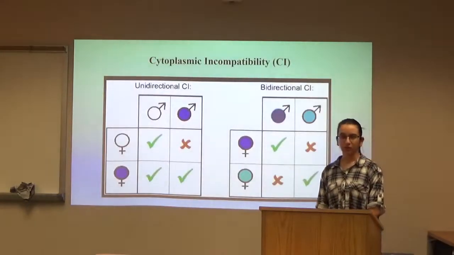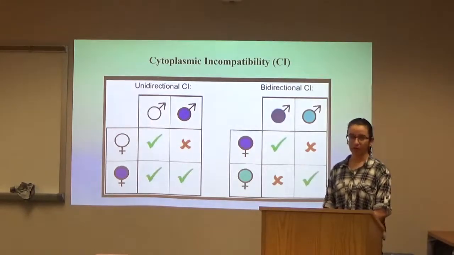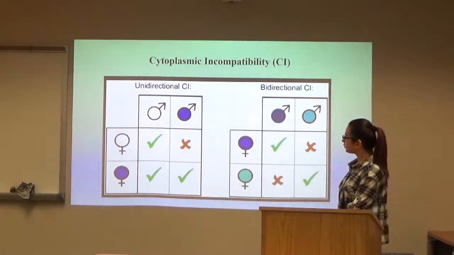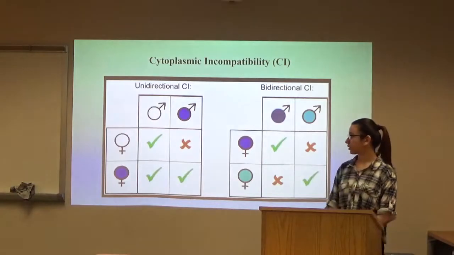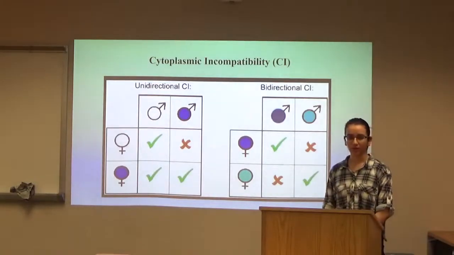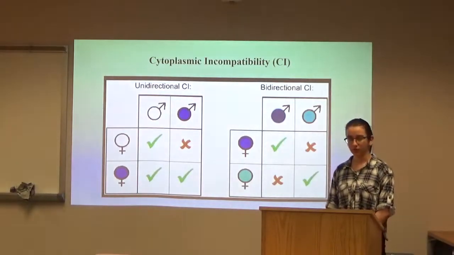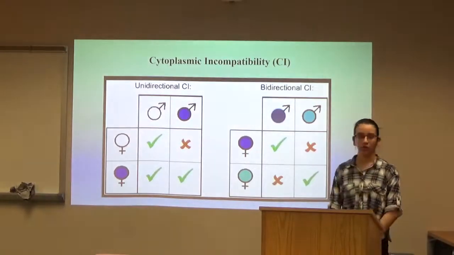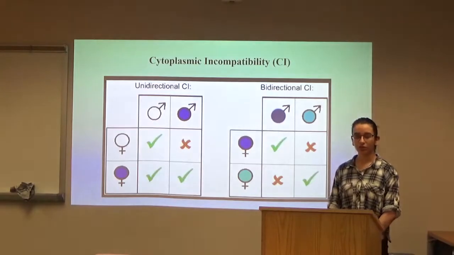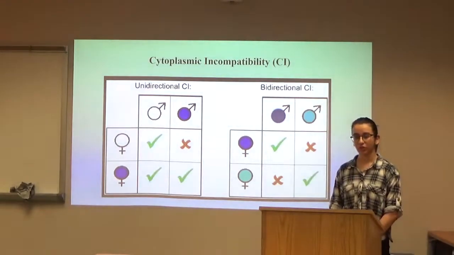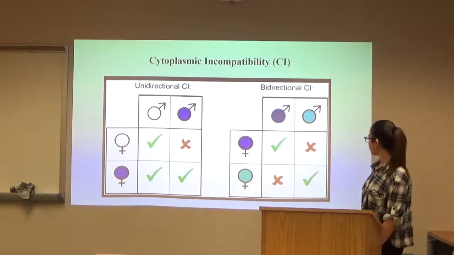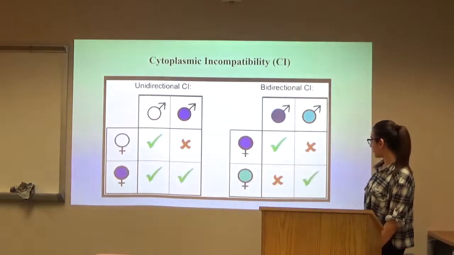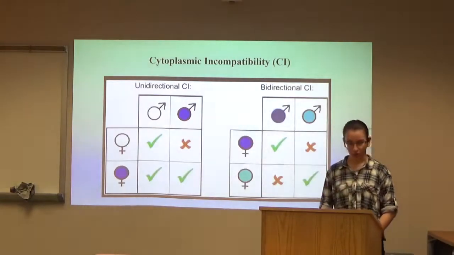Cytoplasmic incompatibility. There are two types of cytoplasmic incompatibility. In the unidirectional cytoplasmic incompatibility, if the male is infected with Wolbachia and the female is not, then they cannot produce an offspring. However, in the bidirectional cytoplasmic incompatibility, Wolbachia-infected insects can only produce an offspring if they share the same strain of Wolbachia. If the male has a different strain of Wolbachia than the female, then they cannot produce an offspring.